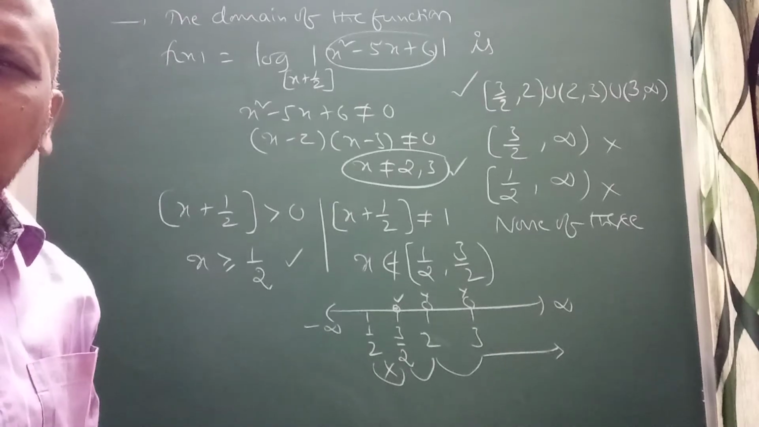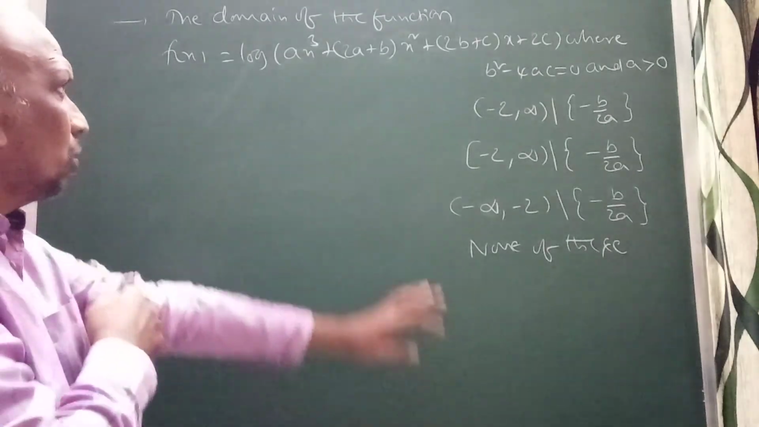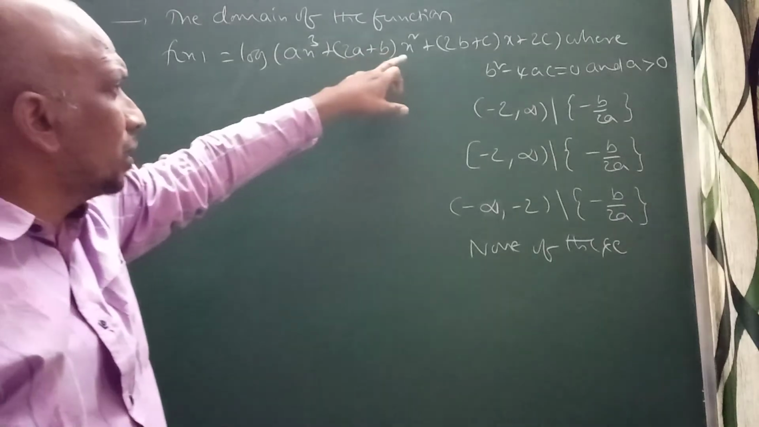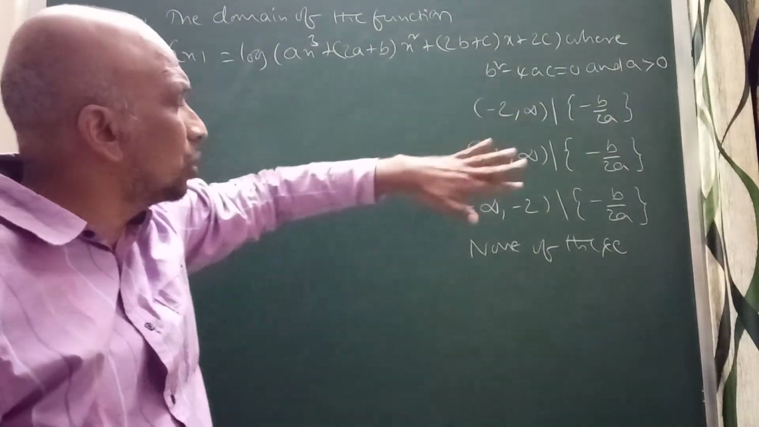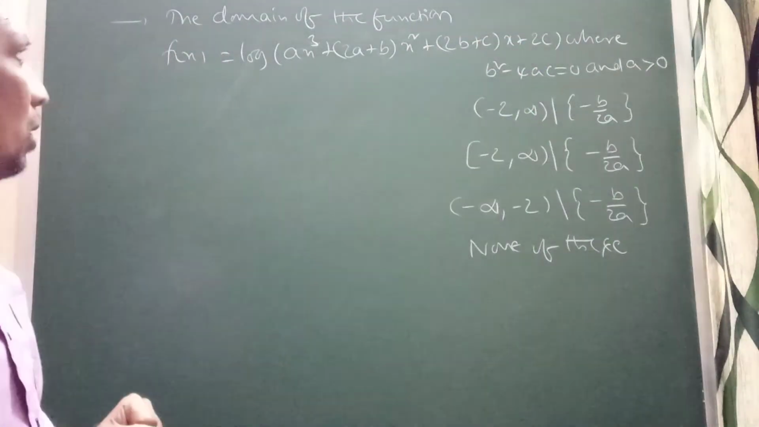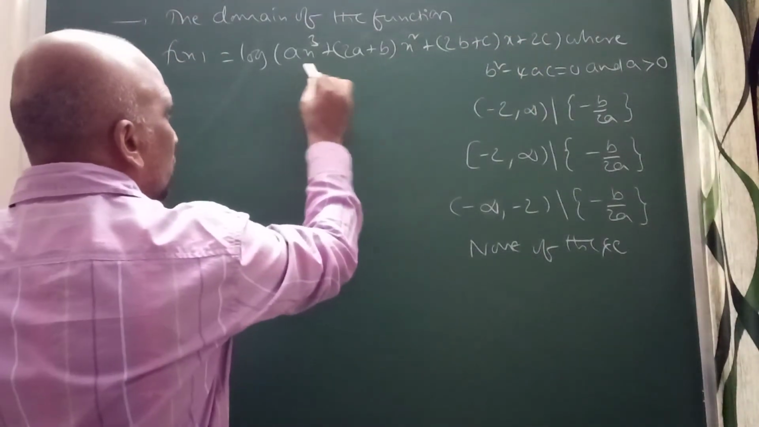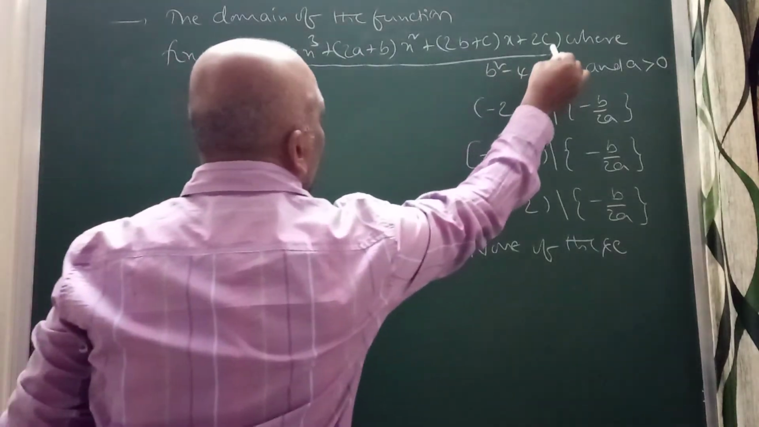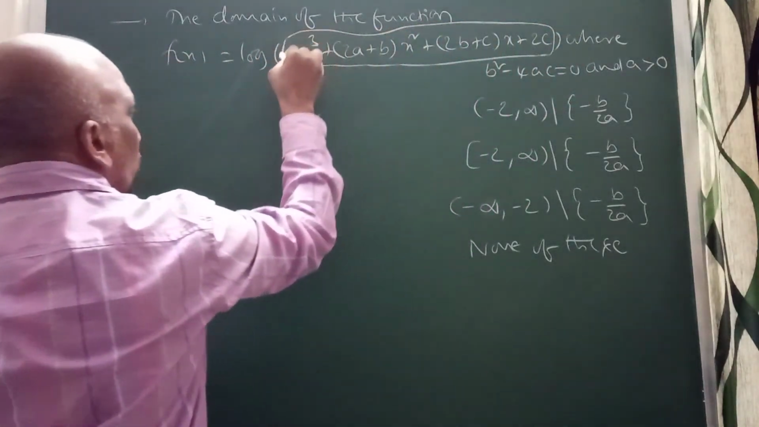Now I will do the next problem. Now see in this problem they are given log of ax cube plus 2a plus b into x square plus 2b plus c into x plus 2c, where the discriminant equal to 0 and a greater than 0 is given. So log of this one. Clearly we know this is positive. First what I will do, I want to simplify this.